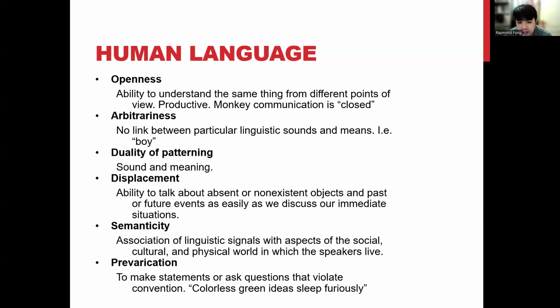The ability to understand the same thing from different points of view. This is considered productive. Monkey communication, on the other hand, is closed. Okay, so when we think about things from a different perspective, that's very distinct to humans, right?